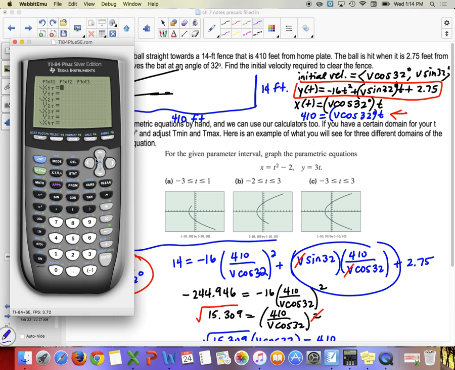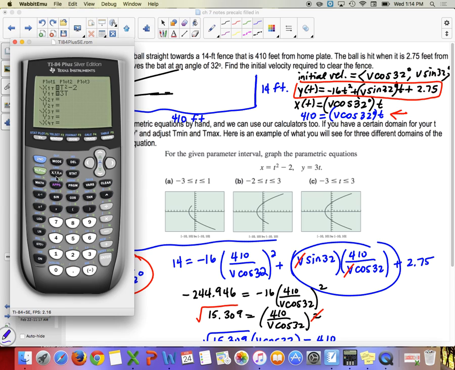And I'm gonna go to y equals then. Do you see how we have x and y going together? That's what we want. Okay, so for this picture that's in your notes, let's go ahead and graph that. We have t squared minus 2. That's what x is equal to. And then y is equal to 3t.